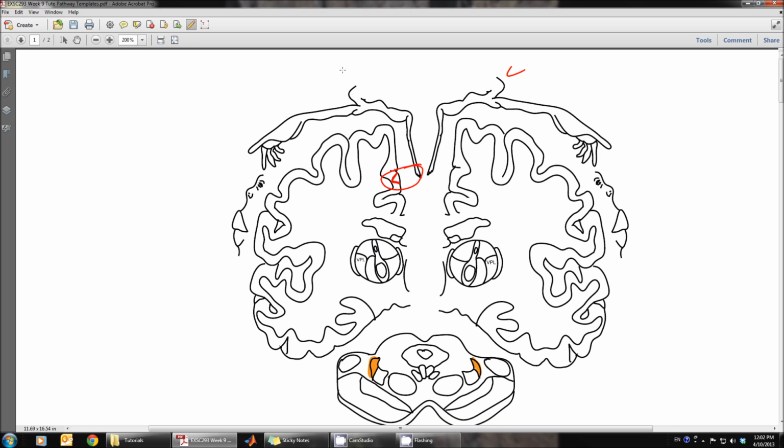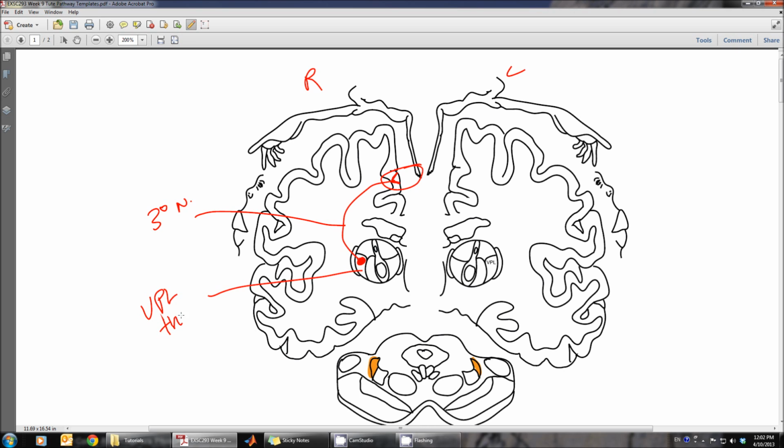Again, this is the right hemisphere, and the body of the third order neuron is always found in the VPL thalamus if it's from the body, neck below. So that's the soma of the third order neuron, and you have to link that with an axon. So you can label this as a third order neuron. And the body of the third order neuron is found in the VPL thalamus, ventral posterolateral nucleus of the thalamus.